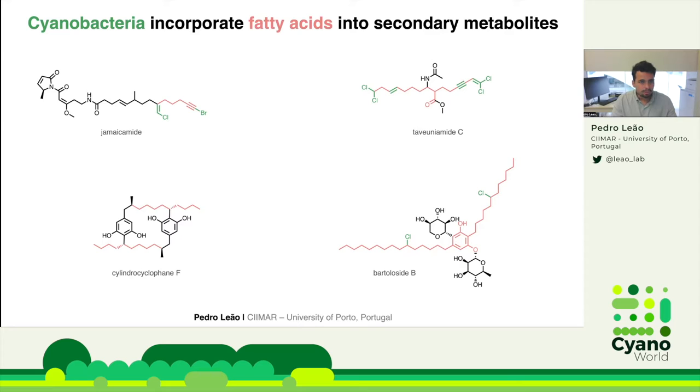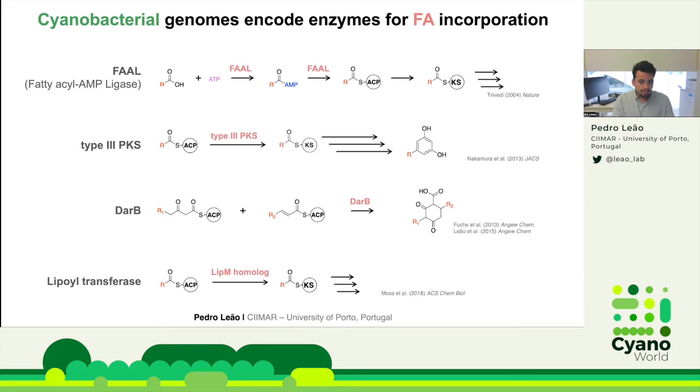So cyanobacteria not only incorporate many fatty acids into their secondary metabolism, more than any other rich secondary metabolite producers, but they also modify them to an extent that's quite unusual. We are interested in this, and I will tell you why later. This diversity of fatty acid-containing molecules reflects a large number of different enzymes that are able to pick up fatty acids from primary metabolism and direct them into secondary metabolism.